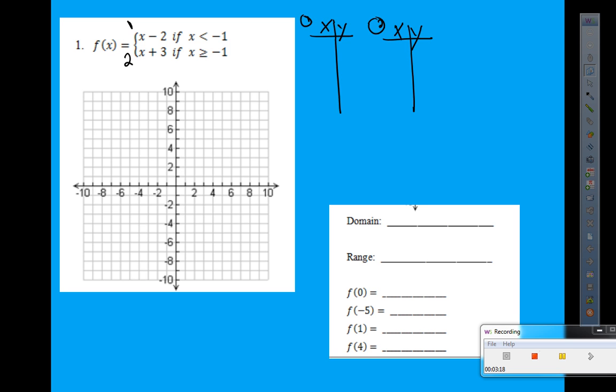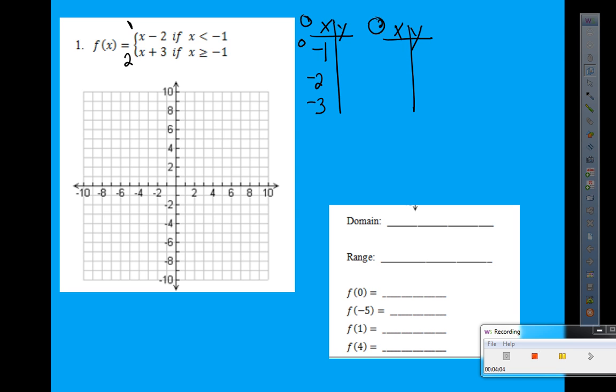Now here comes the hard part. Look at this domain that we're given right here. It says x is less than -1. Here's how we're going to attack that. You always have to write down this number. So I'm going to write down a -1. Since it just says less than and it doesn't say less than or equal to, I'm going to put an open dot right next to it. That's my cue that there's an open dot on -1. Now I need you to pick some numbers less than -1. So we're going to pick -2 and -3.